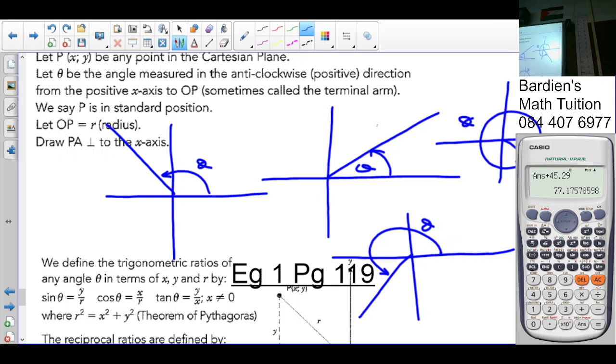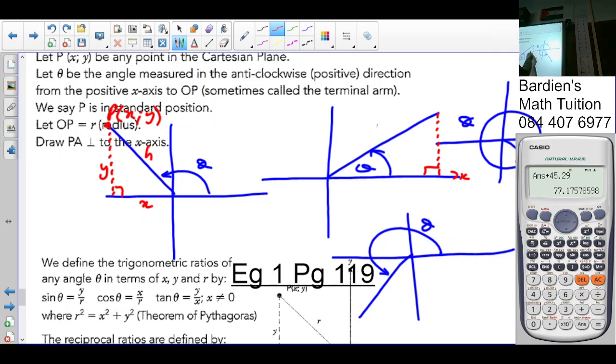Then, if we must construct a triangle here, we will always drop it perpendicular onto the x-axis. Can you see that, people? So if this is your point P here, which is x and y, now drop that perpendicular onto your x. So that's again your x and your y. That's your hypotenuse, or your radius, which is r. Can you see that, people?